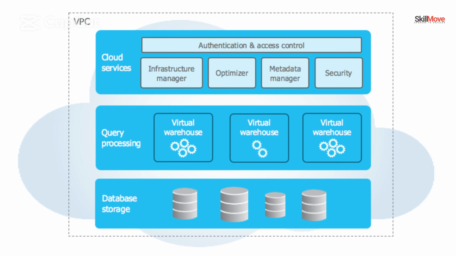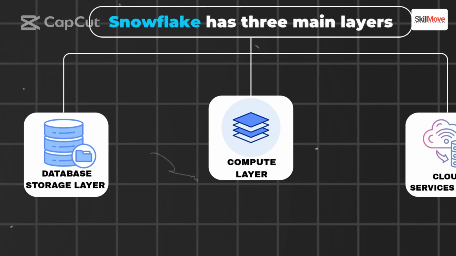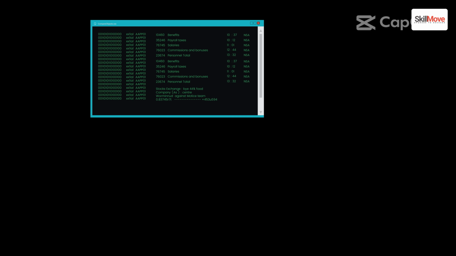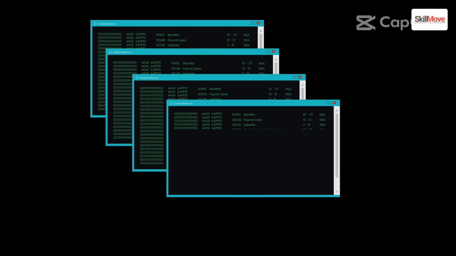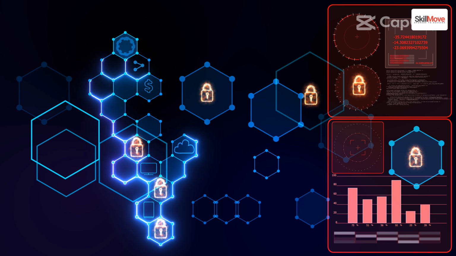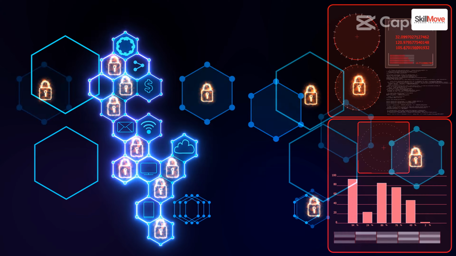Next, Snowflake architecture. Snowflake has three main layers. First, the database storage layer. This is where your data is stored. It supports formats like JSON, CSV, and Parquet. Second, the compute layer. This layer runs your queries through virtual warehouses that you can scale up or down as needed. Third, the cloud services layer. It manages security, metadata, query optimization, and authentication.